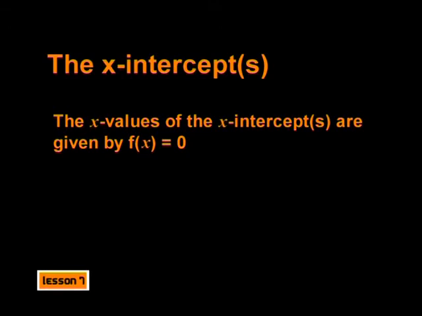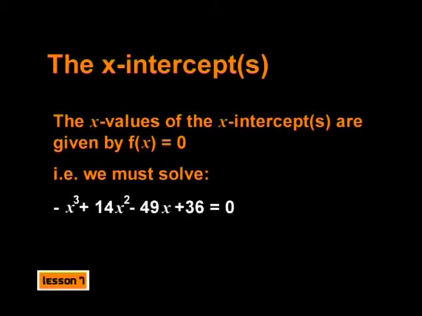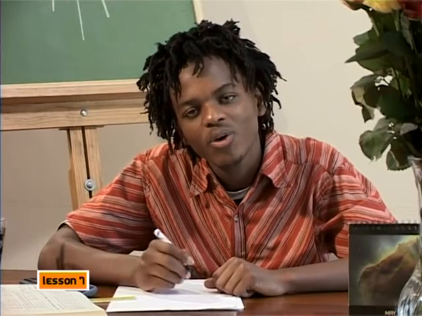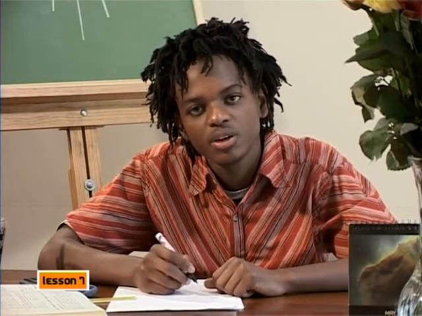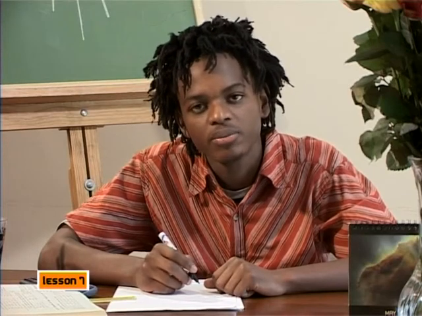Alright, we know that the x-intercepts are found by solving the equation f of x equals 0, which means that we must solve negative x cubed plus 14x squared minus 49x plus 36 equals 0. Dividing by negative 1 gives x cubed minus 14x squared plus 49x minus 36 equals 0. Now we need to find one factor of the expression on the left. We do that by using the remainder theorem.